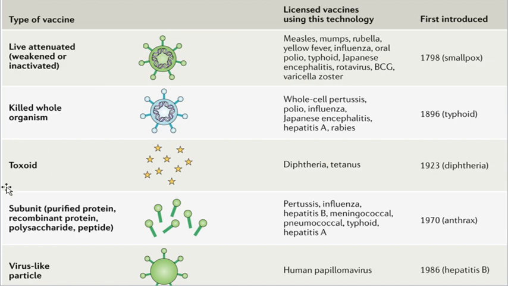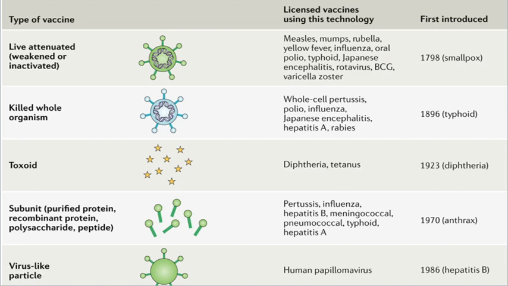Regarding toxoid, this vaccine is currently employed for diphtheria and tetanus. Regarding subunit vaccines, these include purified protein derivative or polysaccharide or peptide from those organisms, or recombinant protein, currently employed for hepatitis B, meningococcal, pneumococcal and typhoid. For typhoid, both live attenuated and subunit vaccines are employed.